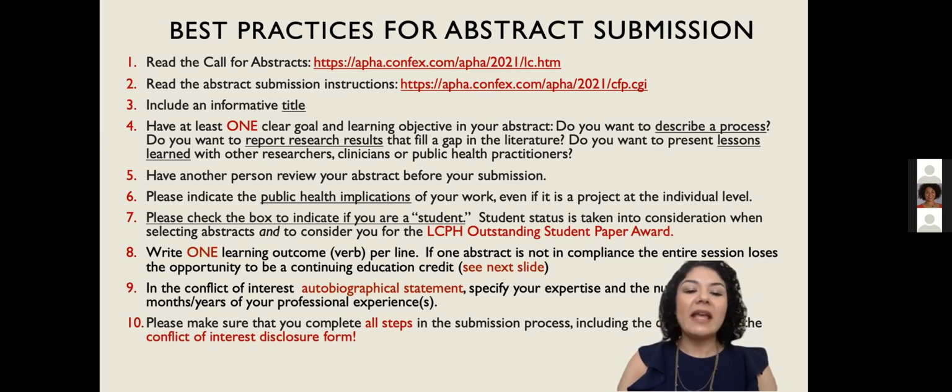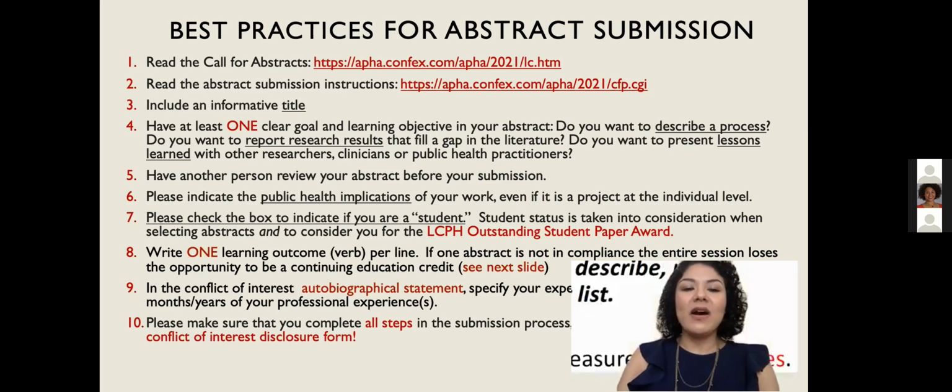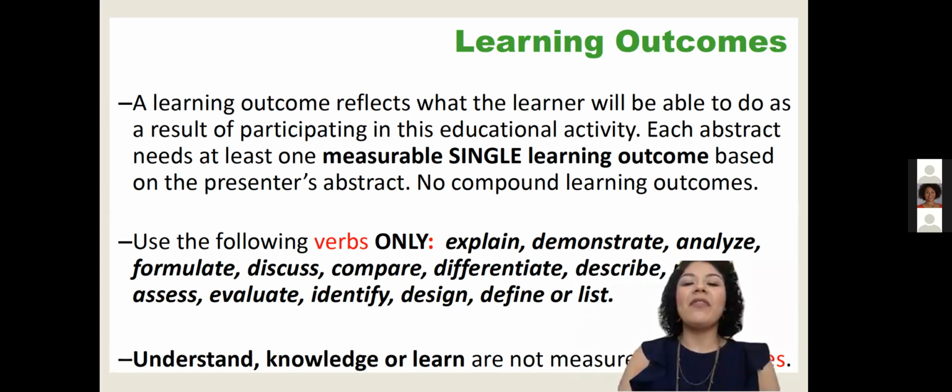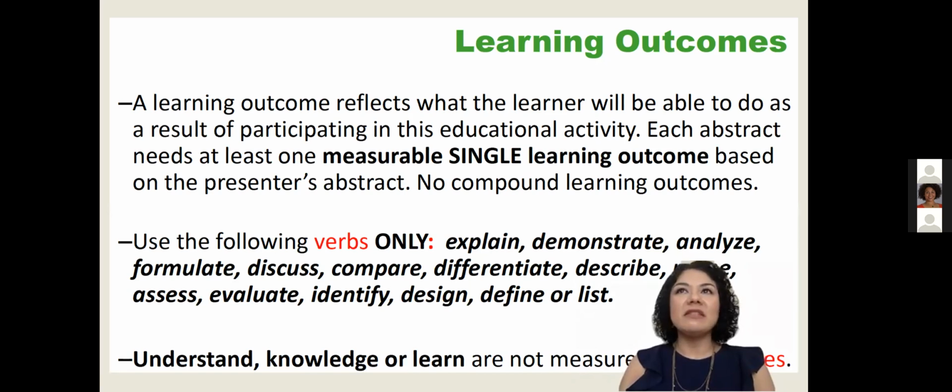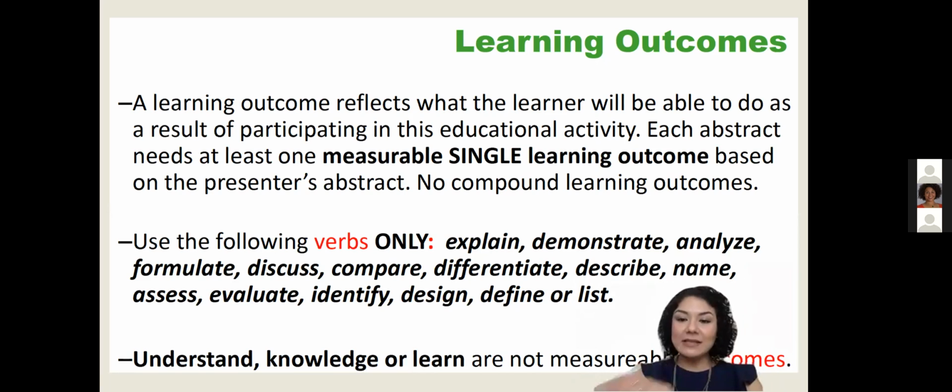The other thing, I can't repeat this enough. Write one learning outcome, and I'll show you some examples of what those are. Basically, the learning outcome reflects what the learner will be able to do as a result of participating in your presentation or educational activity. Each abstract has to have at least one single measurable outcome. And then APHA provides this list of verbs that they want you to use to start the sentence of your learning outcome. And if you don't use that verb, it kicks it back to you. Like the APHA complex system lets you know that you're not supposed to use that.